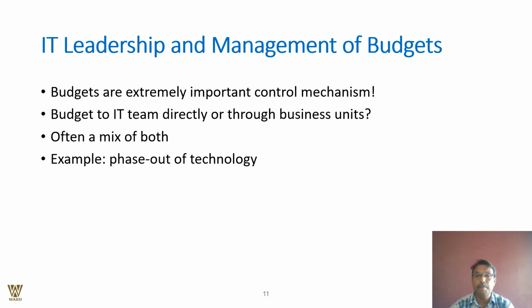Budgets are extremely important. Control mechanism. The budget of the IT team should be handled directly or through the business unit. Often it is a mix of both. Example, phase out technology.